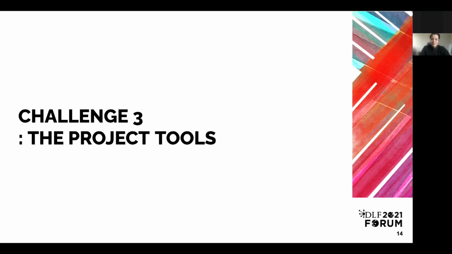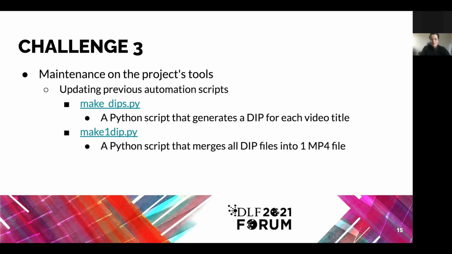Finally, the third challenge was updating the old automation scripts the project utilized and creating new ones as the workflow changed. I found the old scripts usually needed a little tweaking to meet the project's current needs. An example was the script used to create dissemination information packages, or DIPs. The original script created one DIP file per title on a video DVD.